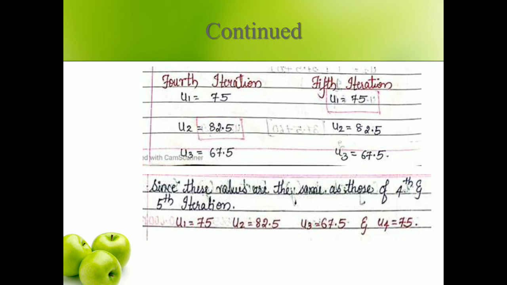Fourth iteration, again substitute the third iteration values. So u1 is equal to 75, u2 is equal to 82.5, u3 is equal to 67.5. Fifth iteration goes like this: u1 is equal to 75, u2 is equal to 82.5, u3 is equal to 67.5. Since the values are the same in the fourth and fifth iterations, the values of u1 will be equal to 75, u2 will be 82.5, u3 will be 67.5 and u4 will be 75.